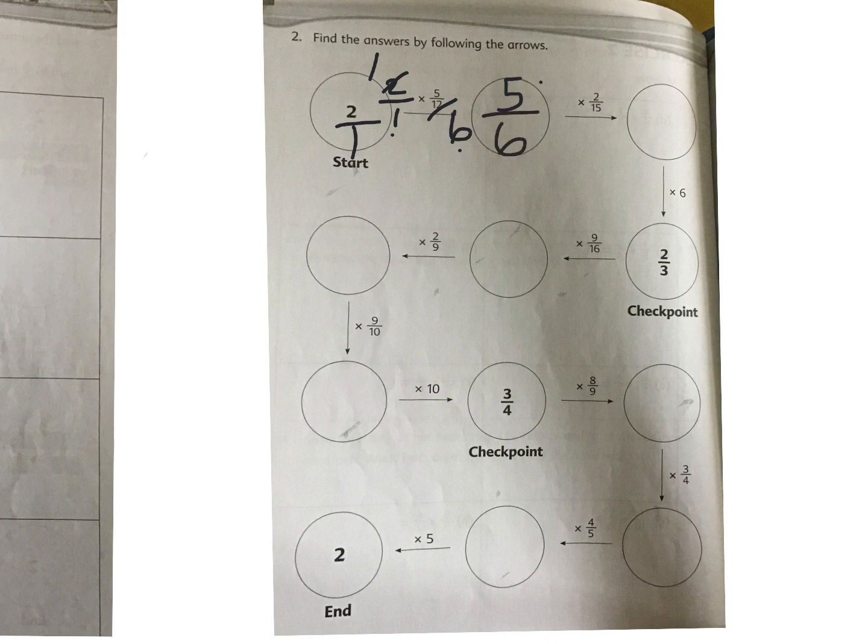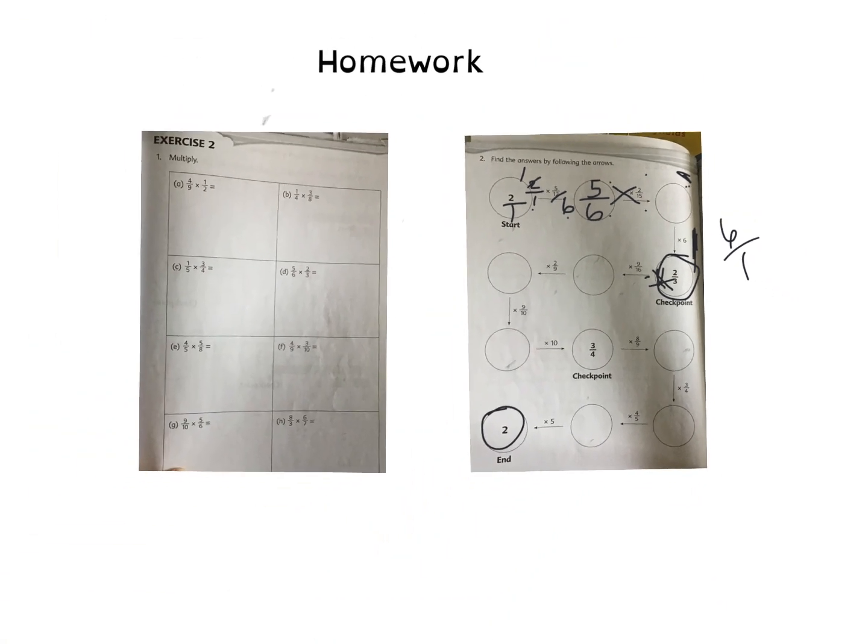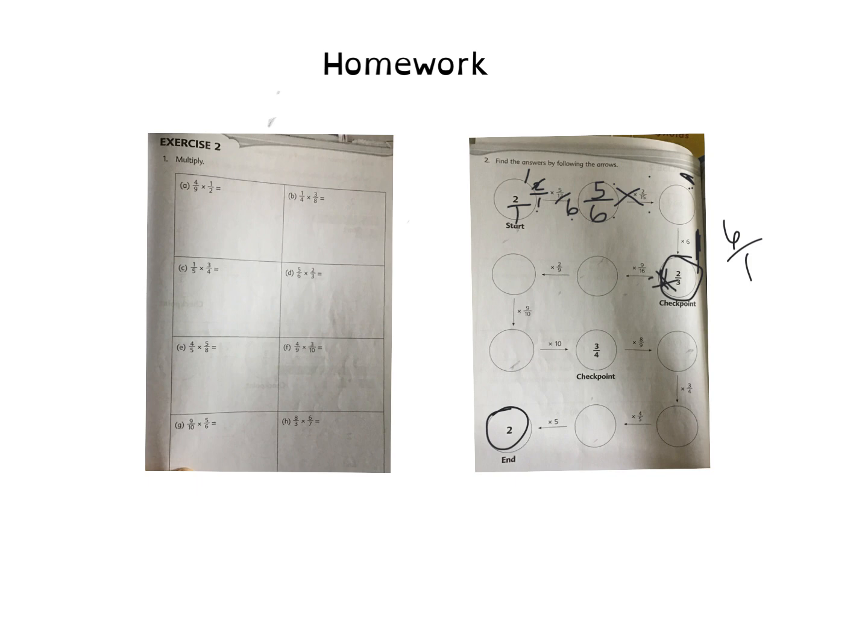Now you're going to multiply 5/6 times 2/15. And both ways can be reduced, so make sure you reduce that. And that's going to get you this answer right here. Then you're going to multiply it by 6. 6 over 1. Don't forget to put it in fraction form. And you should get this. Then what you're going to do is multiply 2/3 times 9/16, but don't forget to cross reduce. And see if you can get 2 at the very end. So exercise 2, there are 2 pages.